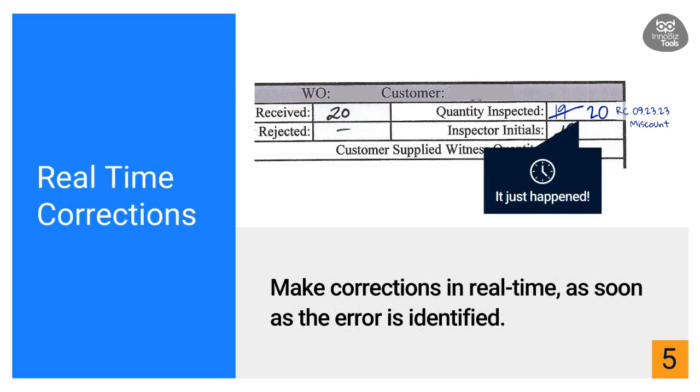5. Real-time corrections. Always correct errors as soon as they are identified. This is often referred to as making real-time corrections. Waiting to correct mistakes can lead to confusion and inconsistencies. By addressing errors promptly, you minimize the risk of missing important details or introducing further inaccuracies into the production record. If corrections are not promptly made, errors can be propagated to following production steps or result in non-conforming product.